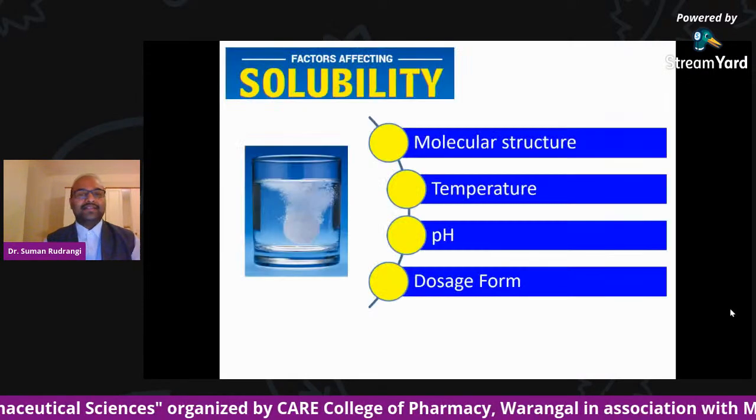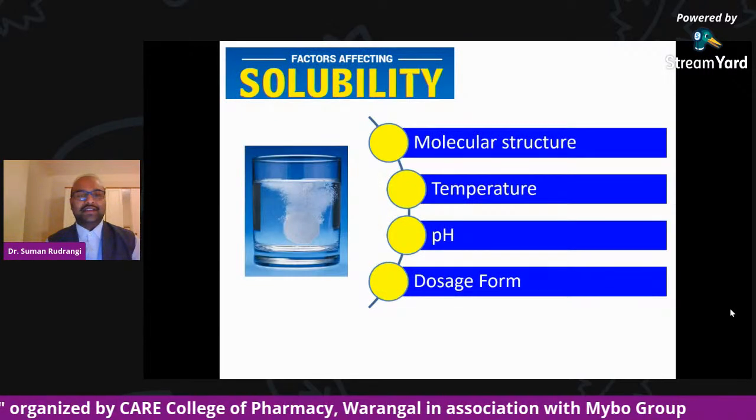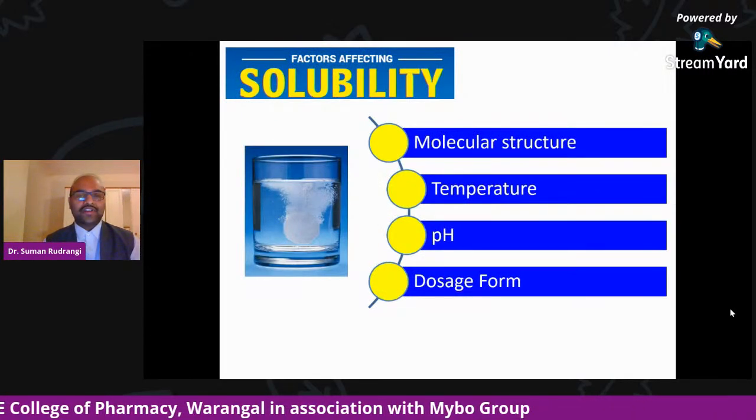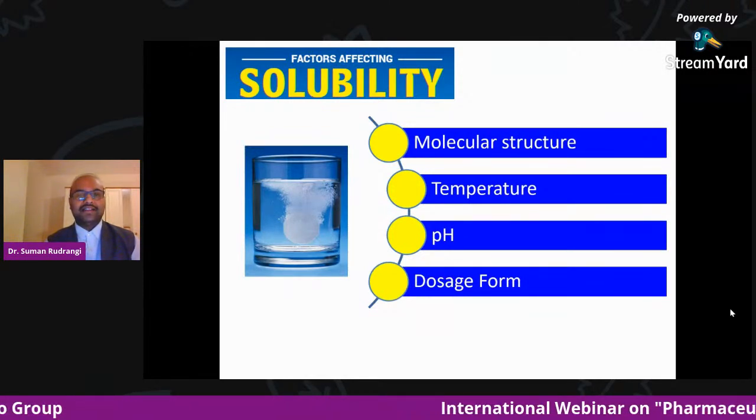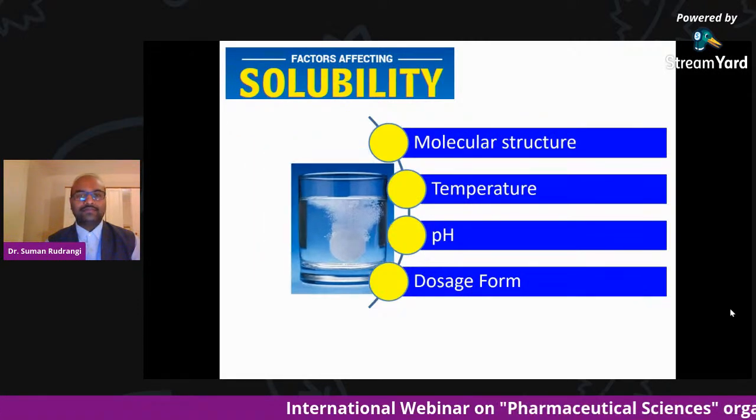There are various factors that affect solubility. Those include molecular structure, temperature, pH, and dosage form. So these are the important factors that affect solubility.